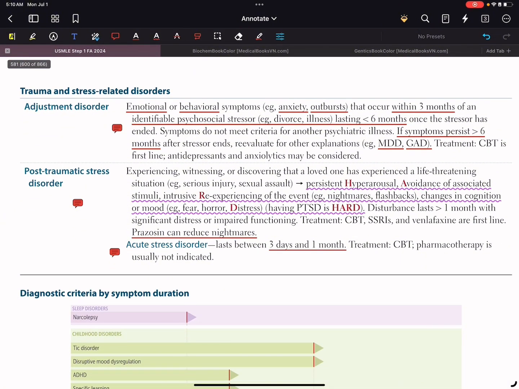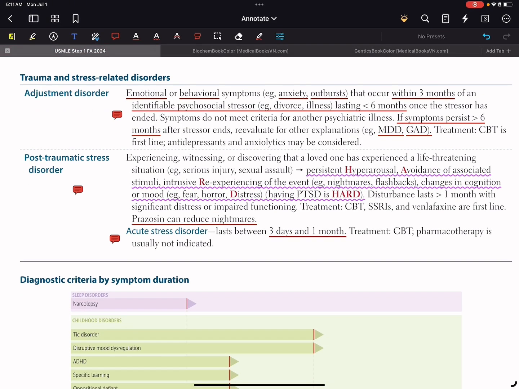Trauma and stress-related disorders. Adjustment disorders: emotional or behavioral symptoms, anxiety outbursts that occur within 3 months of an identifiable psychosocial stressor, such as divorce or illness. This occurs within 3 months of the stress and lasts less than 6 months. The symptoms do not meet criteria of another psychiatric illness. If symptoms persist more than 6 months after the stress, evaluate for other explanations such as major depressive disorder or generalized anxiety disorder. Treatment is CBT, antidepressants, and anxiolytics.